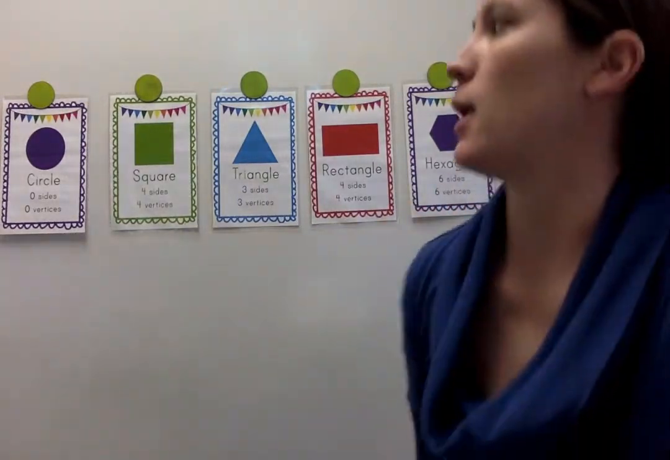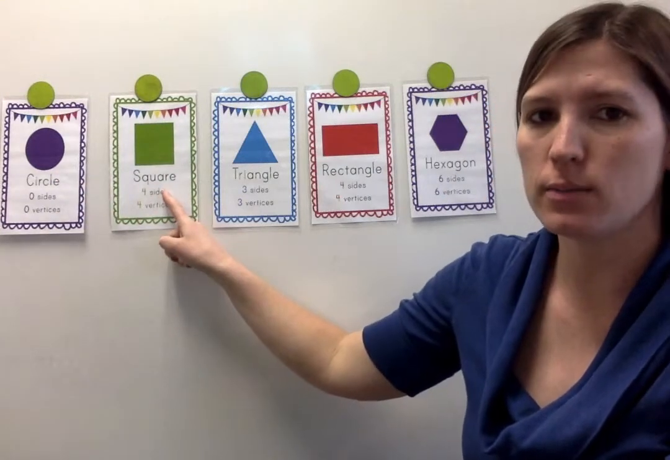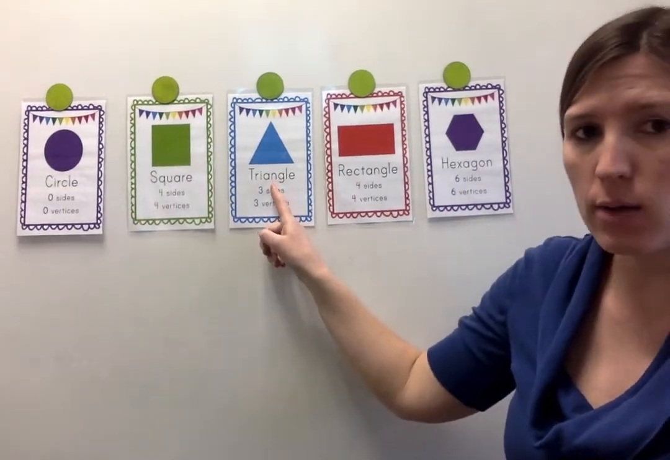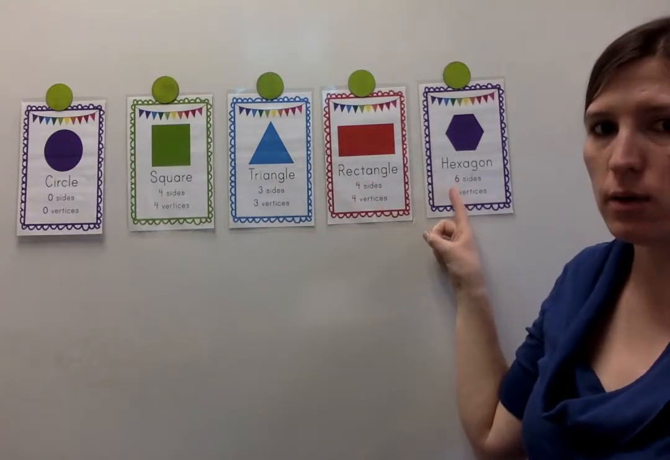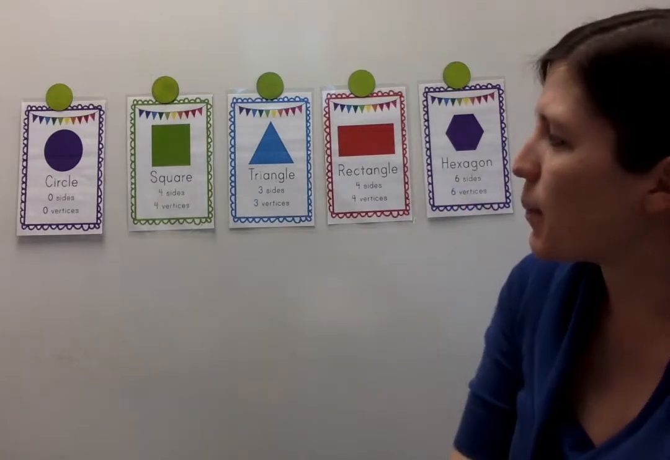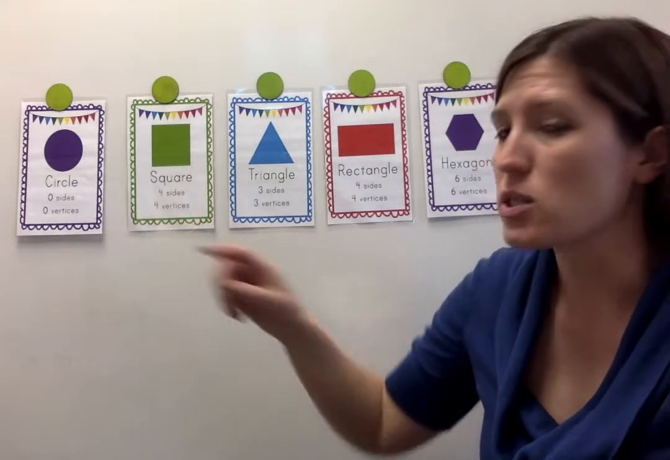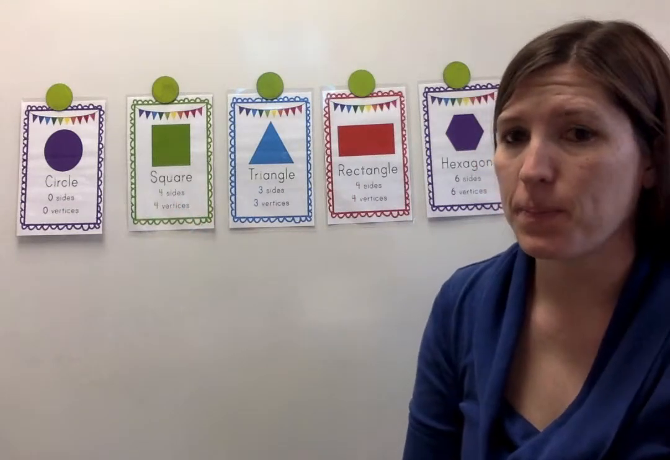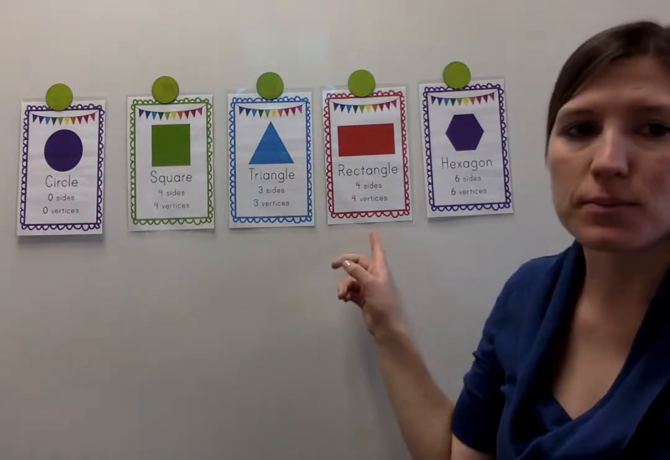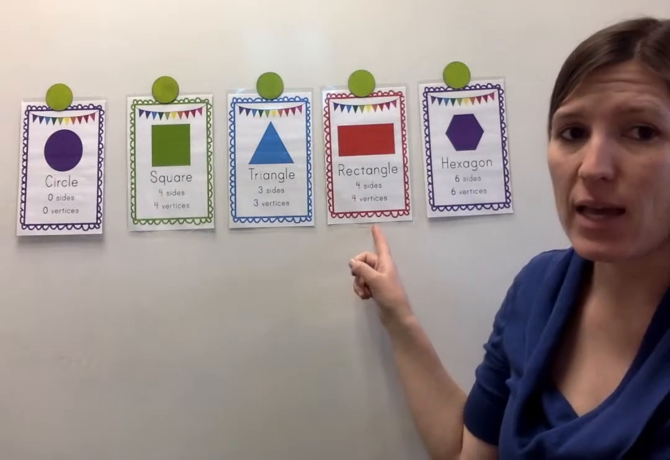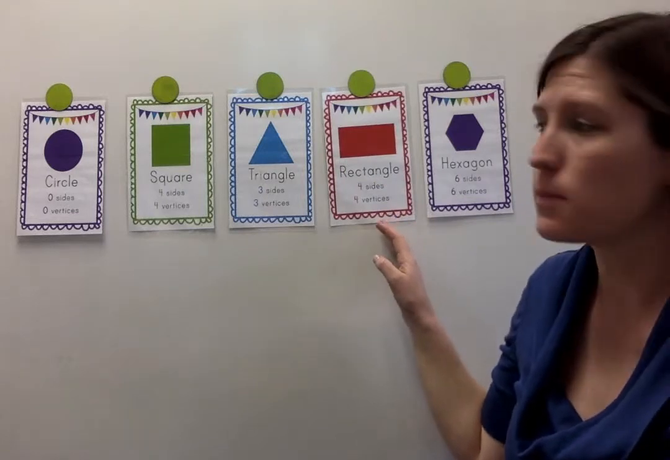Let's go over the names again. Say circle, square, triangle, rectangle, hexagon. What can you tell me about a square? You could say it has 4 equal sides. What could you tell me about a rectangle? You could say it has 2 short sides, 2 long sides.